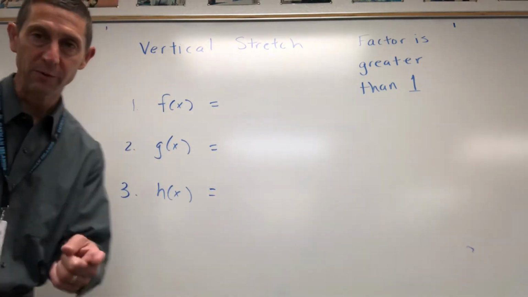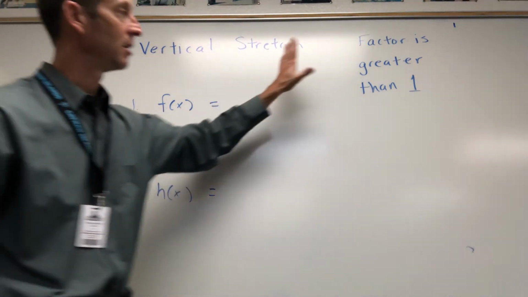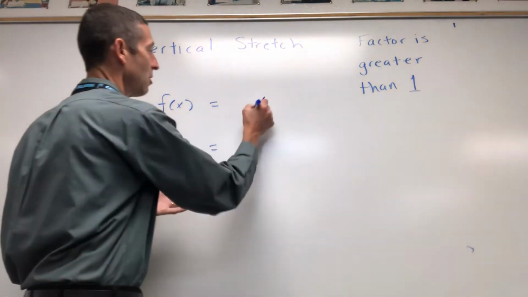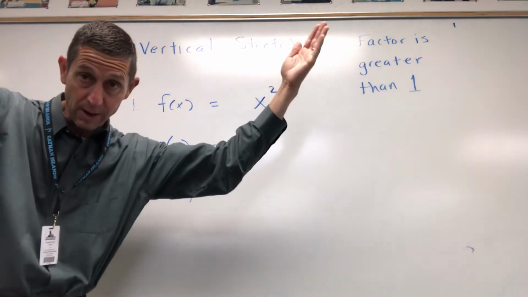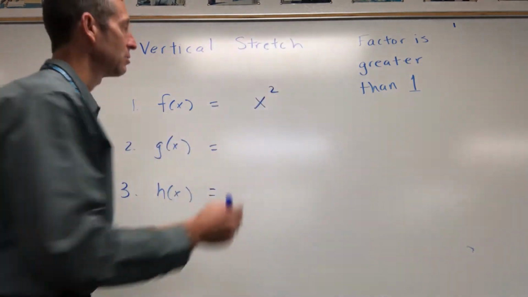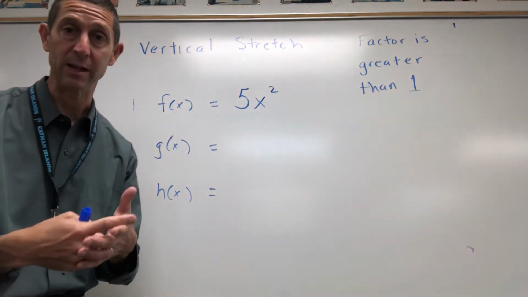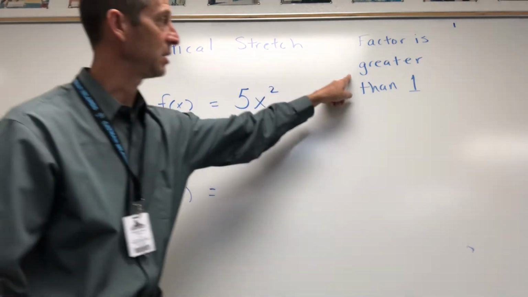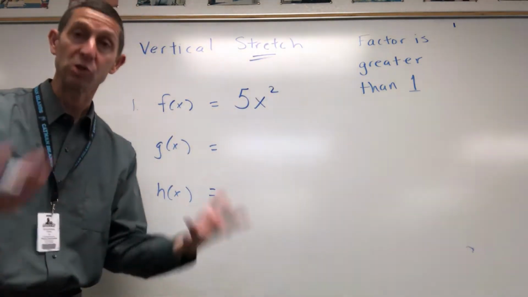All right, so to be a vertical stretch, this is what we've got to have. You have to have a factor that's involved that's greater than 1. So let's have our normal parent graph, y equals x squared. It would be a parabola. But if there's a factor involved, say they put a 5 right in front of it that's multiplied in there, that changes your graph. This factor is a 5. It's greater than 1. That's what makes this a vertical stretch.